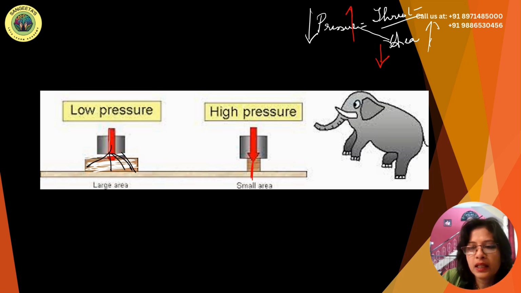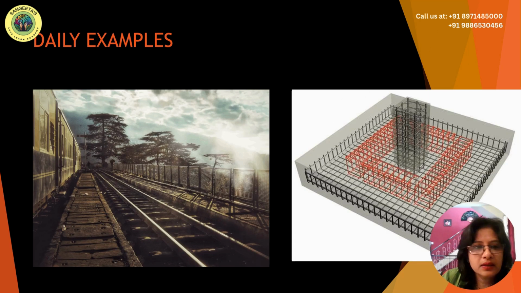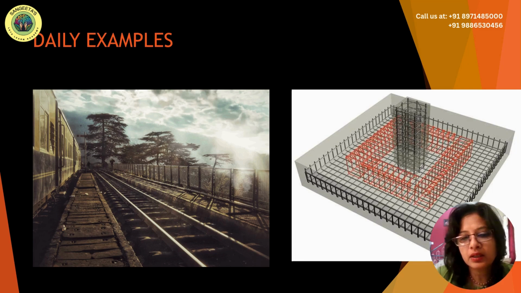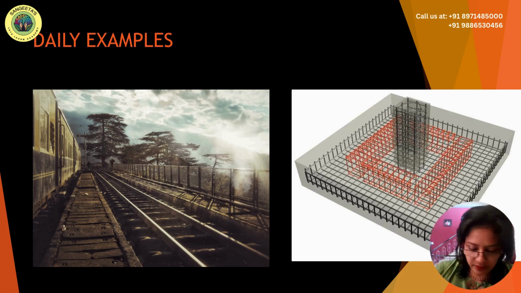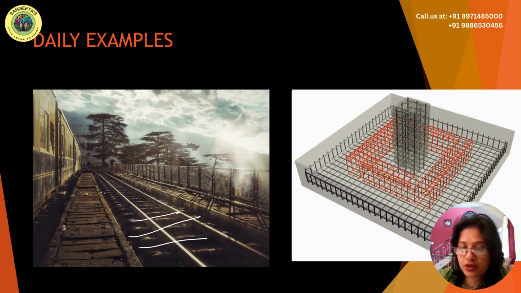Okay. The examples of these are daily examples. Everything is physics. I kept on telling you, so you can just have a proof point of that. Now, railway lines. Why do the railway lines have these tracks? Why are the railway tracks having this kind of a feature, which is known as a sleeper? These are wooden sleepers.